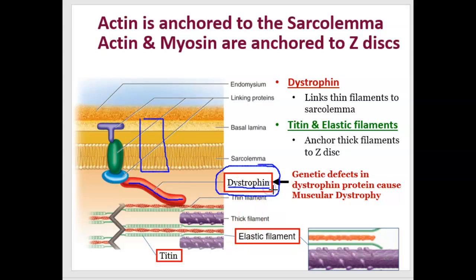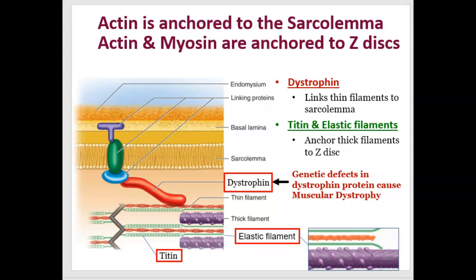Dystrophin is a protein coded for by a gene. And when that gene is mutated, we have a disorder known as muscular dystrophy. And so people are unable to contract their muscles. There's also an anchoring protein called titin that keeps the myosin in place. Titin and elastin both keep the myosin evenly spaced between two Z discs.